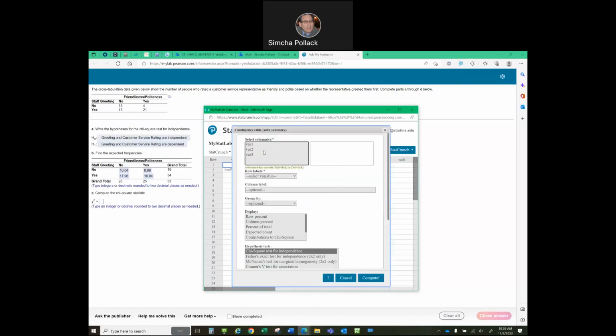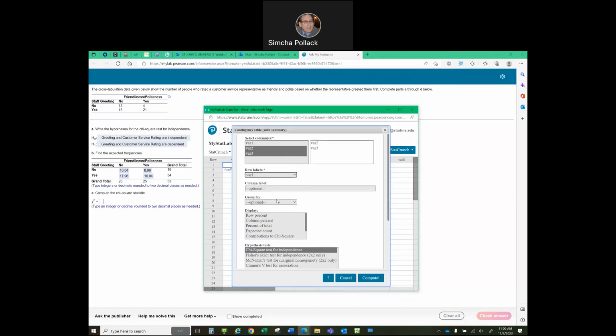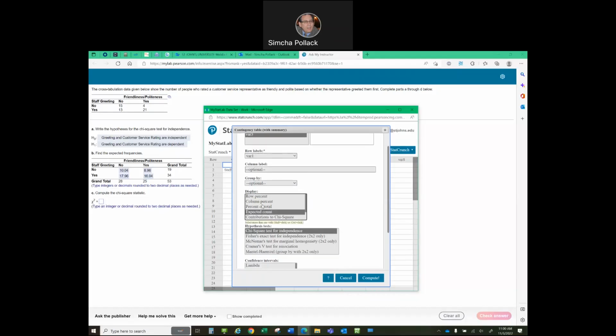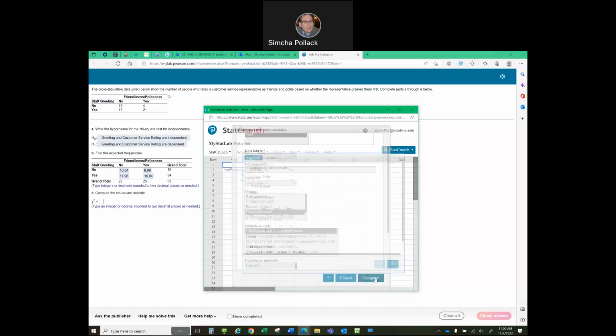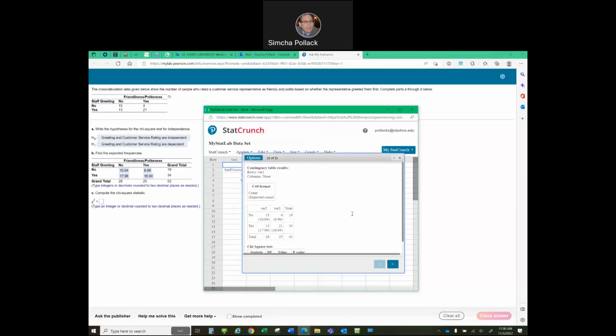And after much experimentation, I believe you put in row 2 and row 3, and here you put in row 1. We're going to need eventually something called the expected count, and we will be doing a chi-square test for independence. That's already chosen for us. So you merely hit compute, and you have all the relevant numbers.